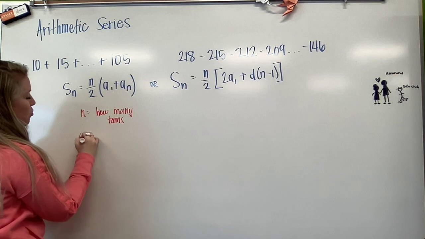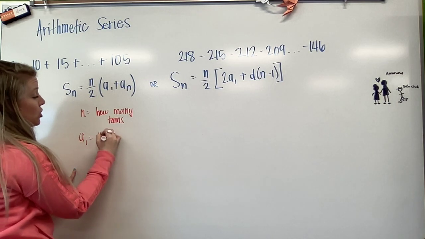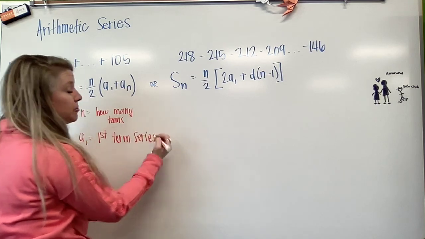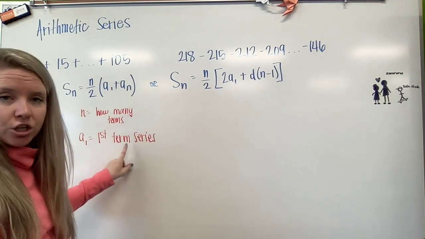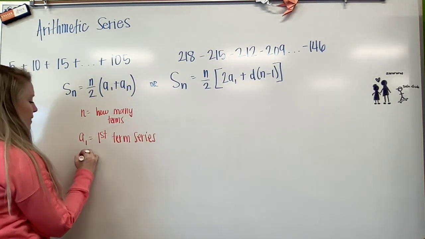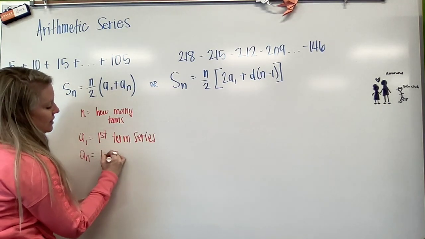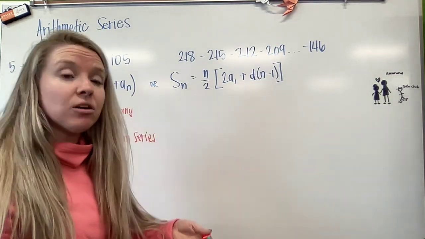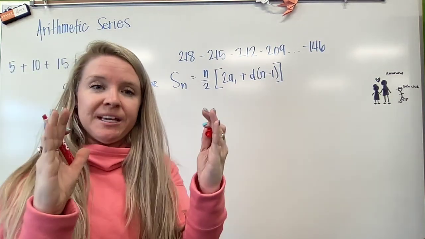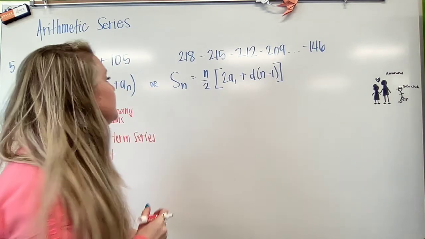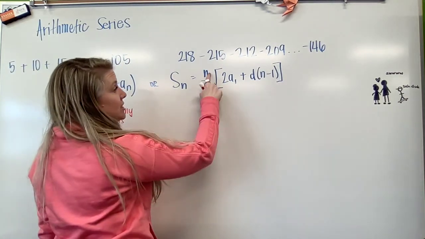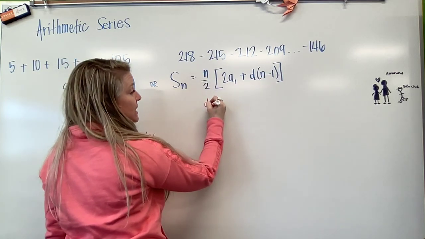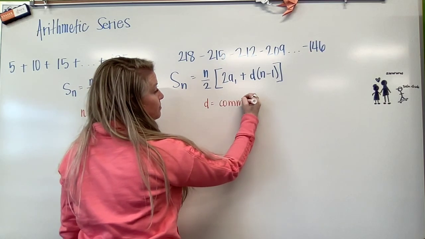Then I have my a sub 1, which is the first term of the series. Not necessarily the first term of the sequence, but the first term of the series. And then a sub n is the last term in the series. Not the last term of the sequence, but the last term of the series, the piece that we're going to add together. Over here, we would still need to know n, a sub 1, and we would have to know d, which is our common difference.